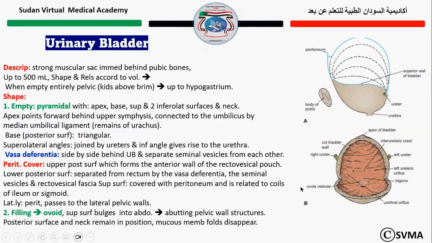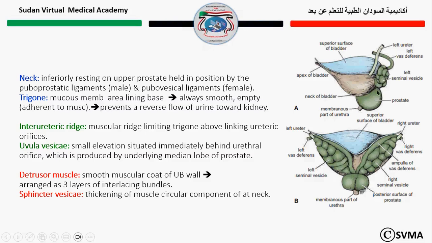The uvula vesicae, we said; the sphincter vesicae is here. The uvula vesicae you find here, which is the ridge formed by the bulge of the median lobe of the prostate into the posterior surface or the base of the bladder, just behind the orifice of the urethra. The sphincter vesicae is a thickening of the circular muscle component at the neck.